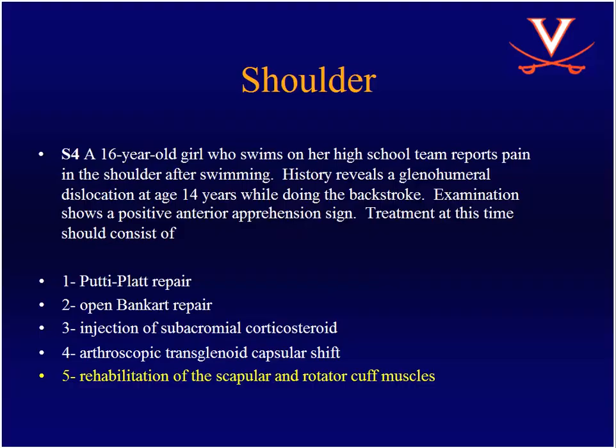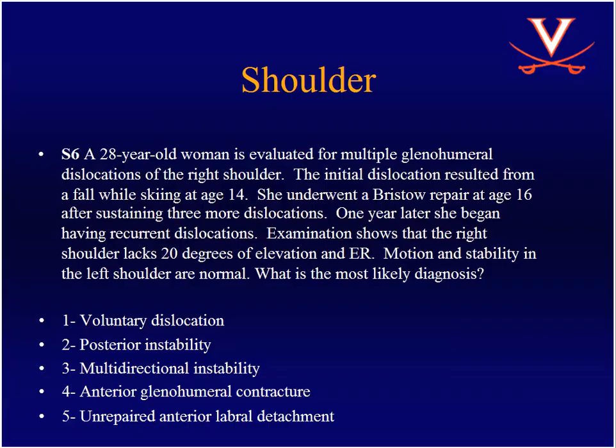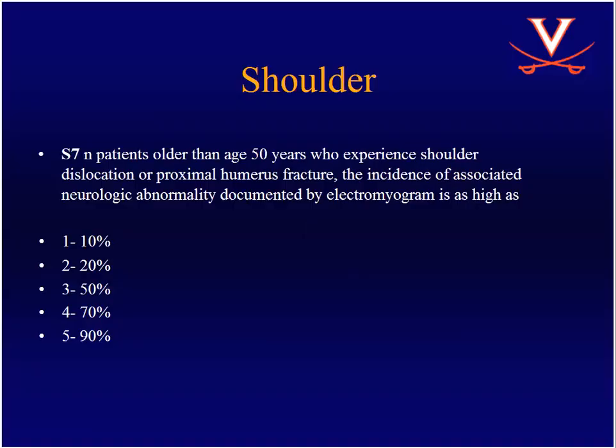Okay, number five, common complication, anterior dislocation of the glenohumeral joint. Recurrent dislocation, particularly in younger patients. And that occurs mostly in younger patients. Patients older than 50, shoulder dislocation, what are we most concerned about? Well, we have cuff tear, but that's not an option. Or nerve injury, I told you it's as high as 50% on electrodiagnostic studies.